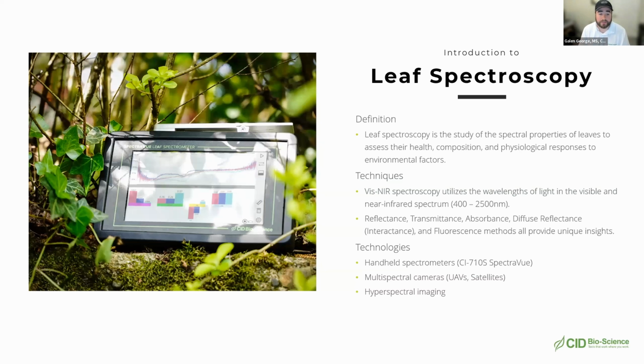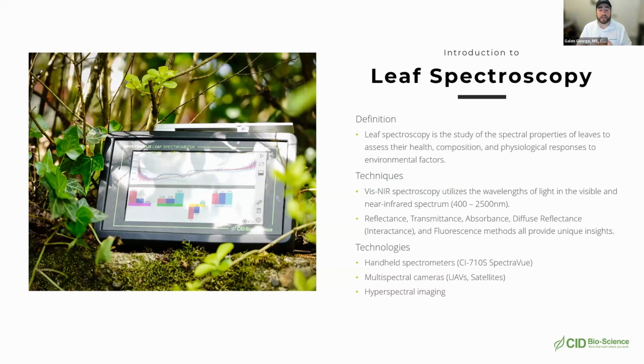So reflectance-based spectroscopy is typically seen in things like multispectral cameras that are mounted on UAVs or satellite imagery. And then hyperspectral imaging is another technology that you might come across that is a little bit more advanced, and that's actually giving you a 2D image as well as the full resolution spectra.